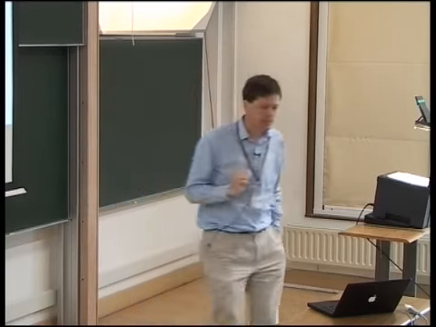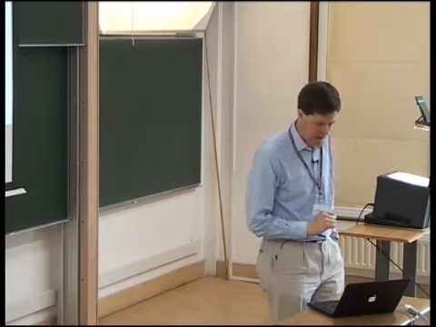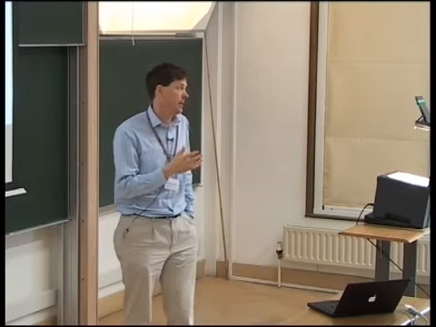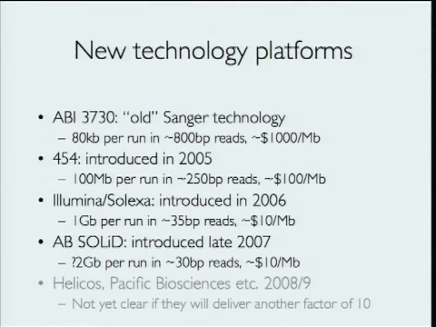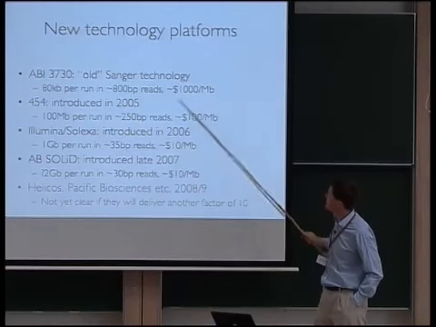Okay. So this is a slide repeating what you saw yesterday a bit. Essentially, we used to obtain what's called old technology. I think maybe I'll get the mathematician's version of laser pointer. Much more reliable. We got about 80,000 bases in a run, at a cost of about $1,000 a megabase.